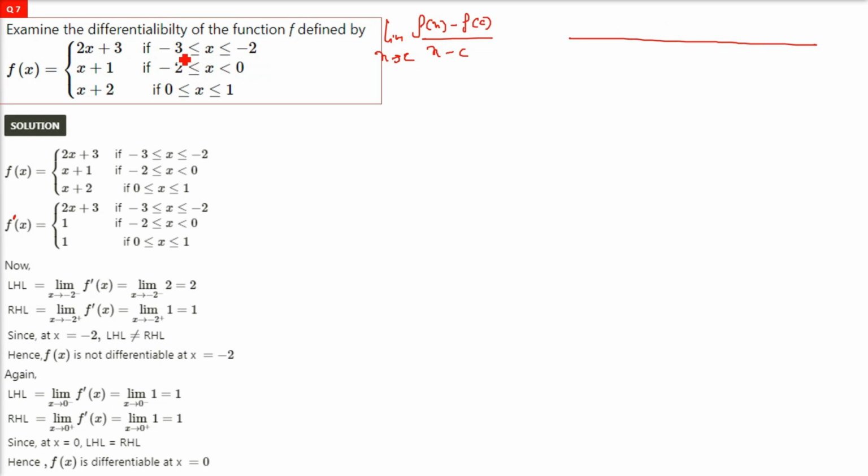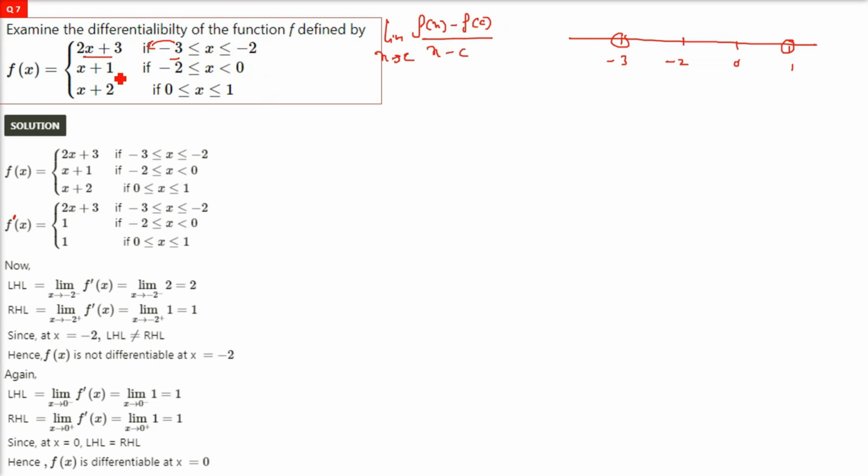And in this number line, let me show you the points where we have to check. We have minus 3, negative 2, 0 and 1. Minus 3 and 1 we cannot check, because when we go to the left hand limit for minus 3 we don't get anything, and when we go right hand limit for 1 we don't get anything. So we can only check for negative 2 and 0.